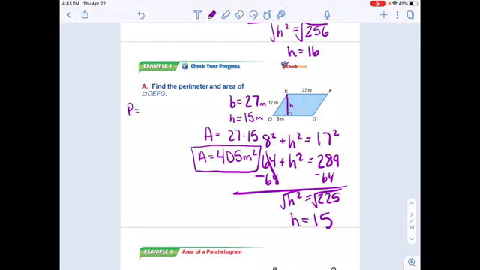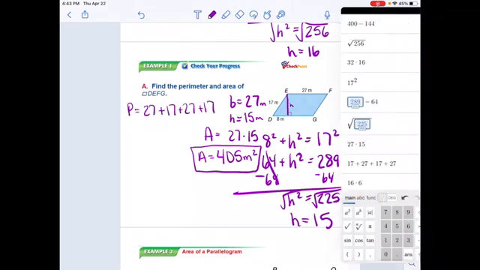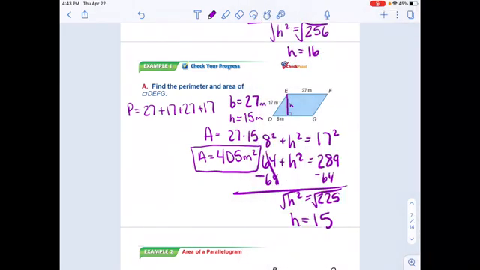And then the perimeter, we just add up the side lengths. So 27 plus 17 plus 27 plus 17. We end up getting 88 meters for the perimeter.